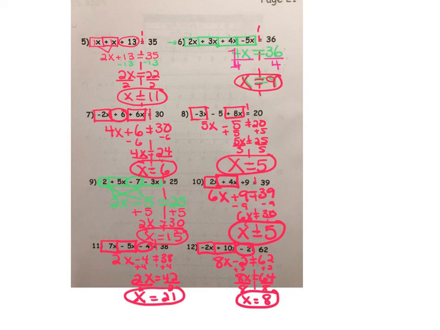For number 5, give yourself a C if you have x equals 11. Number 6, x equals 9. Number 7, x equals 6. Number 8, x equals 5. Number 9, x equals 15. Number 10, x equals 5. Number 11, x equals 21. And finally, number 12, x equals 8.